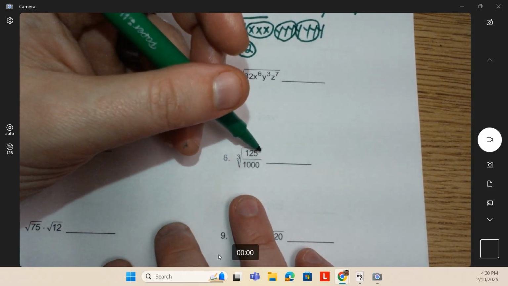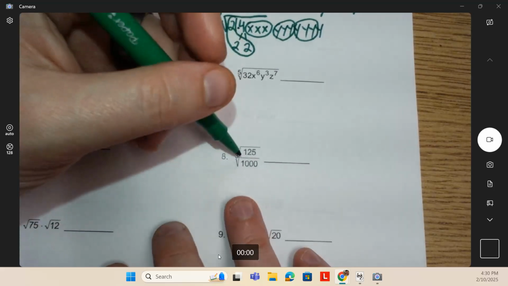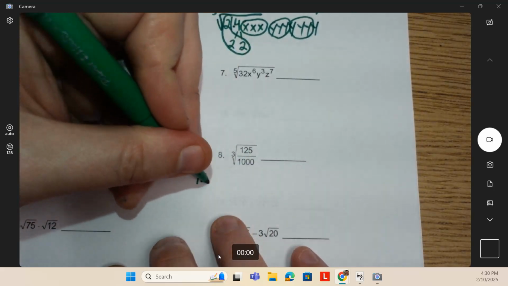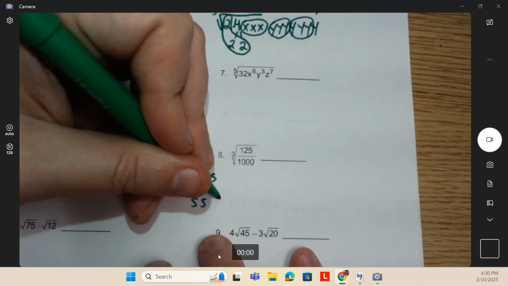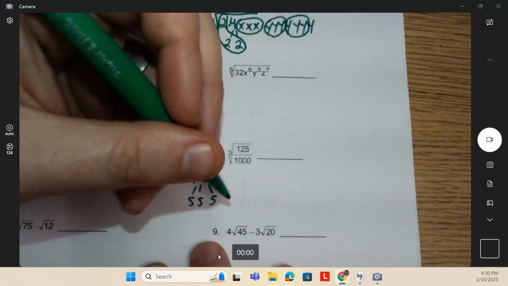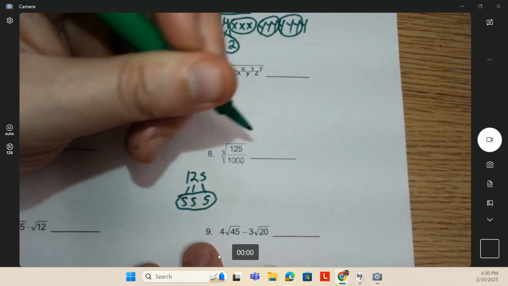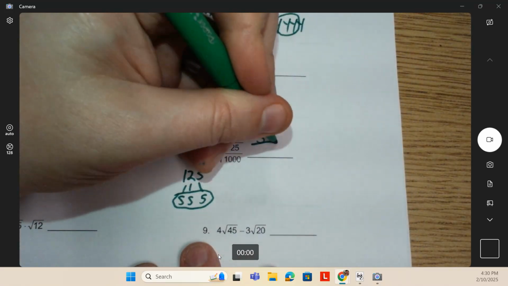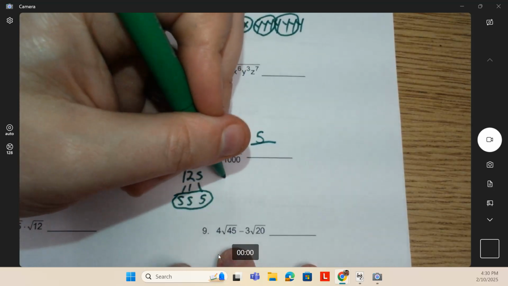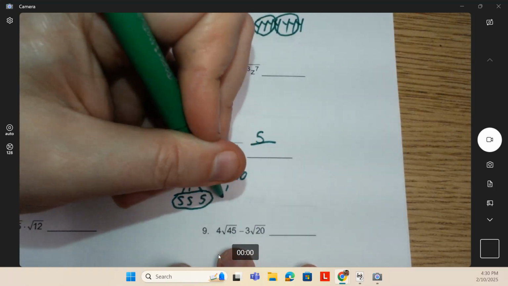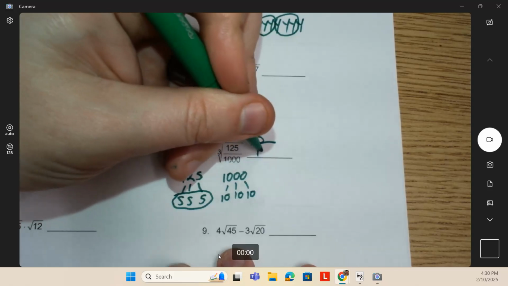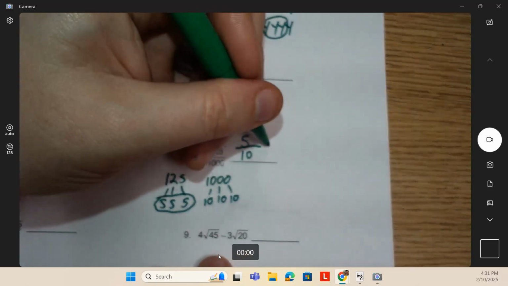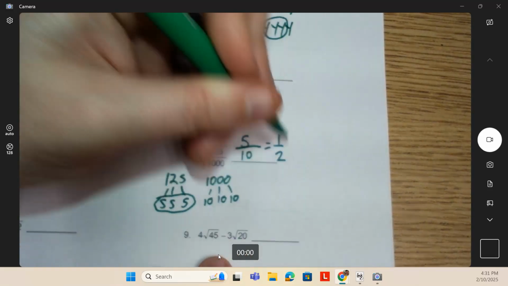But we're doing this. Easiest way I see, split up 125, knowing that it's 5 times 5 times 5, gives me one group of 5 that would be able to come outside of the house. And for 1,000, 10 times 10 times 10 gives me a 10 that would come outside the house. And I just simplify to 1/2.